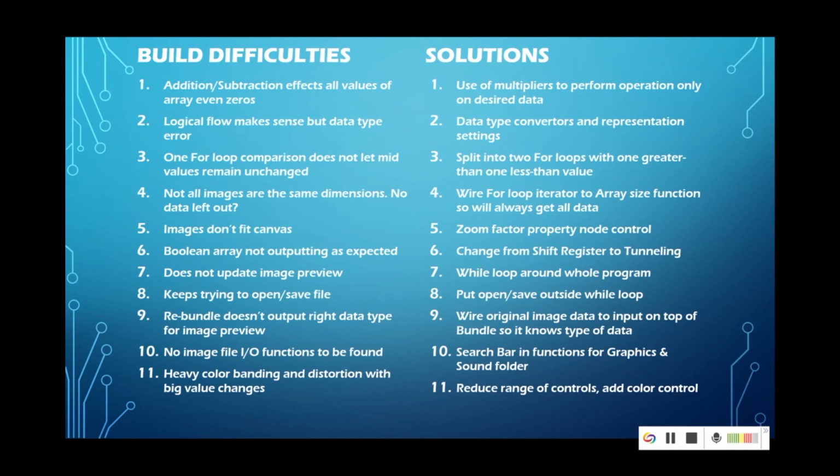Oh yeah, in building the initial for loops, the automatic system when you do the comparisons was putting the for loop with a shift register in and out, which did not work at all. So what I ended up doing was changing it to tunneling, which gave the desired output.